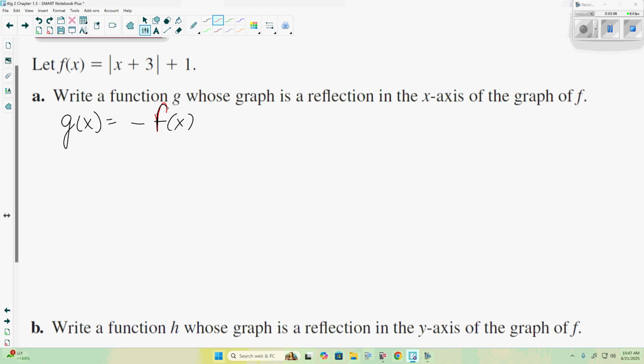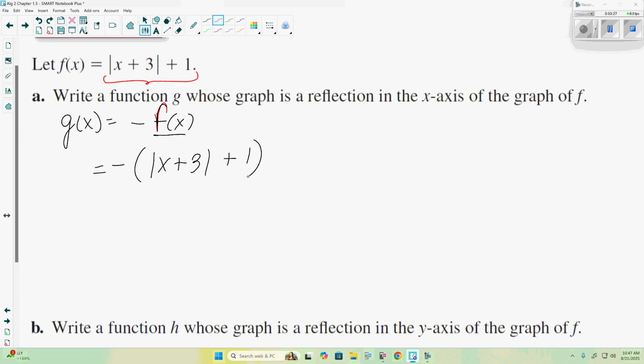Inside f of x, we still just have f of x. All we've done is put a negative sign in front of it. So to apply this to the function, we'll have the negative, parentheses. Now we're going to replace f of x with its function: absolute value of x plus 3, plus 1.